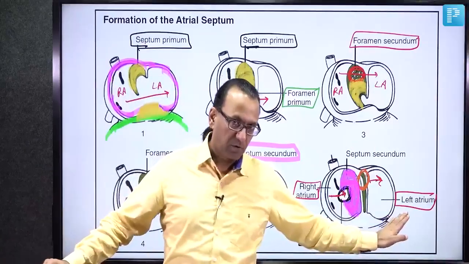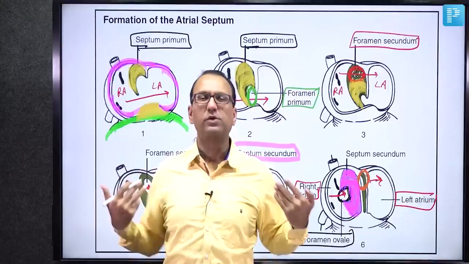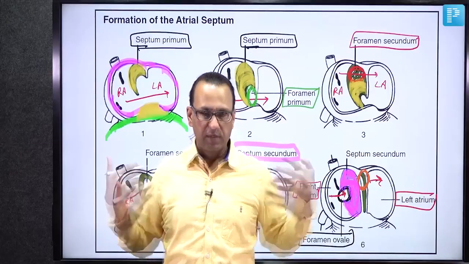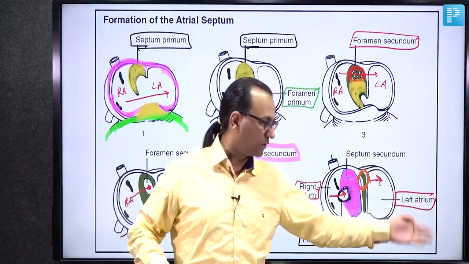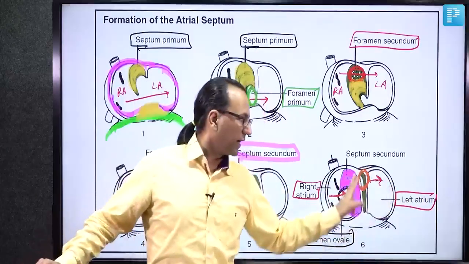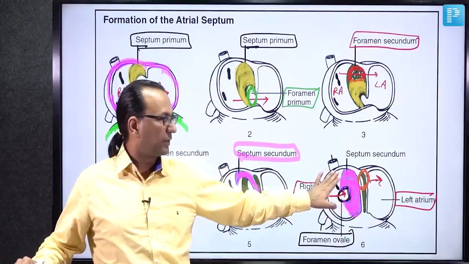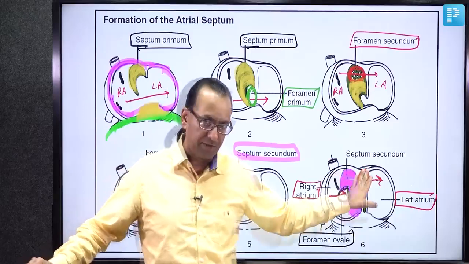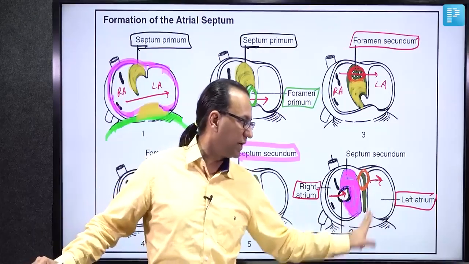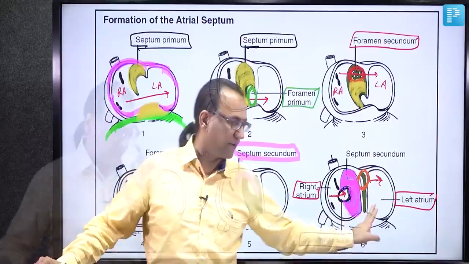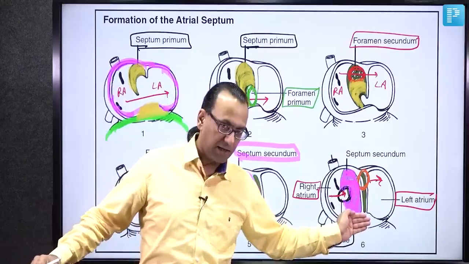Later, when the baby is born and takes the first breath, a lot of blood goes into the lungs, and we will find left atrial pressure is high. As the left atrial pressure is high, it will push the 2 septa close. The foramen secundum is opposed by the septum secundum and gets obliterated, and the foramen ovale is opposed to the septum primum on the left side and gets obliterated. Let us look at that in the next diagram as well.